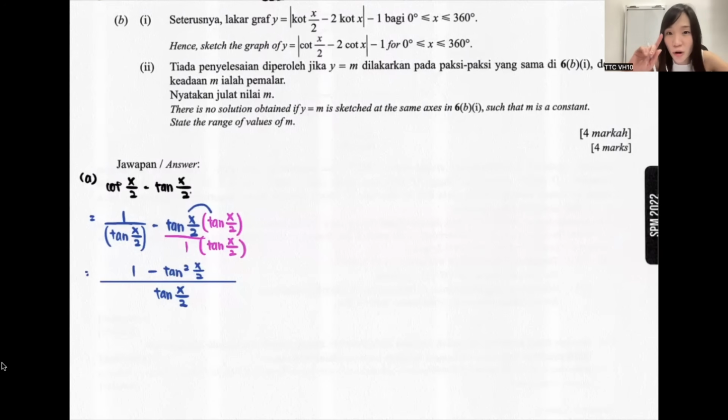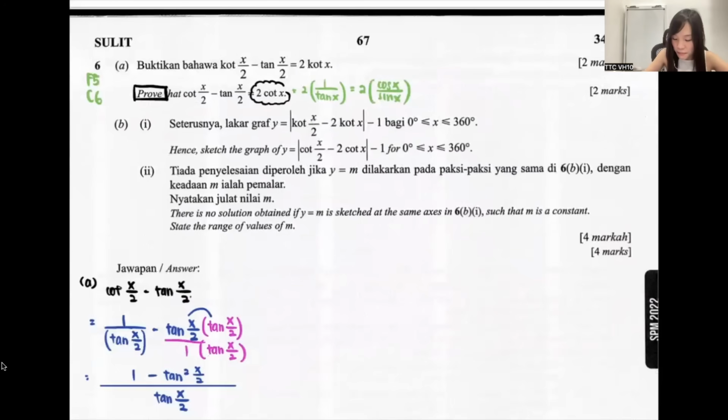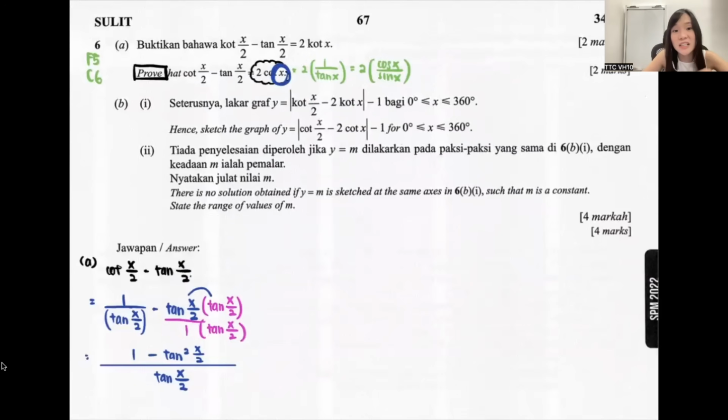But until here, I got a problem. I hope you know, this x over 2 means it is a half angle. So you have a half angle, but at the end, you want to get back a single angle. So half angle, how to become single angle? I always tell my students, definitely use a formula. So what formula can help you?